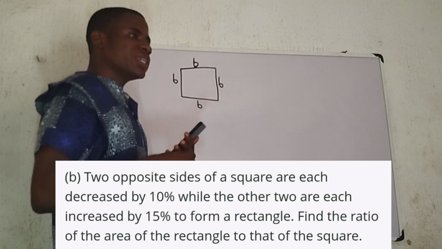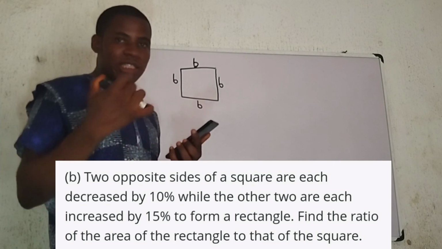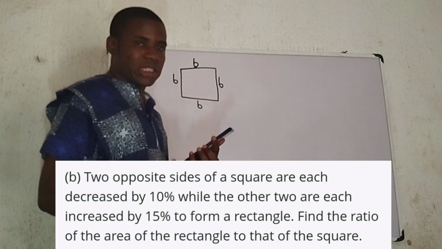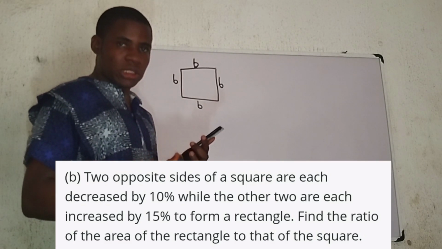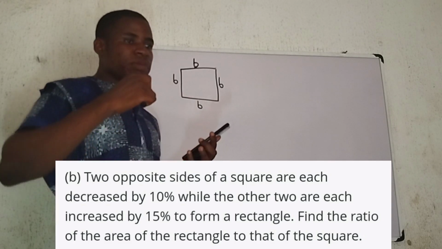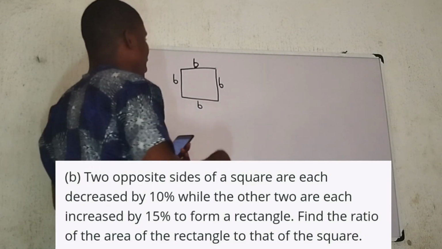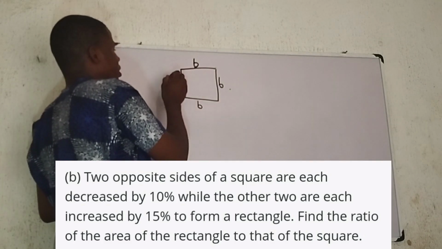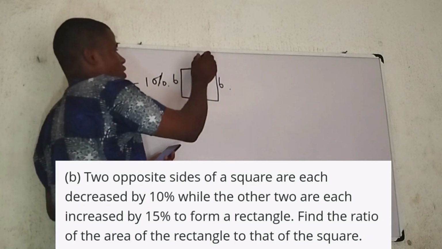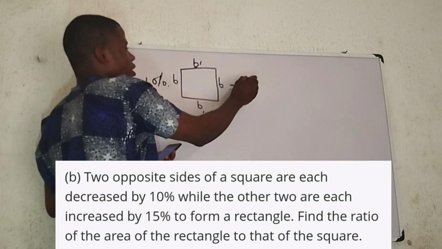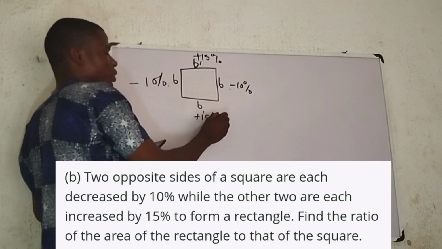You understand? Now they say that two opposite sides are each decreased by 10%, and the other opposite sides are each increased by 15 percent. Does it make sense? This decreasing and increasing is to form a rectangle. Now let's consider these two opposite sides. Let them be decreased by 10%, that's minus 10%. And let's consider these two opposite sides, each of them increased by 15%, that's plus 15%. I hope you understand what I mean.